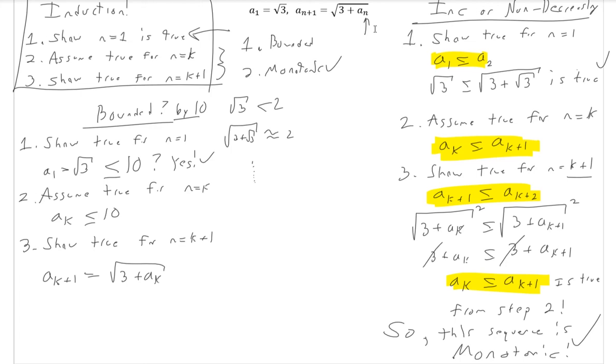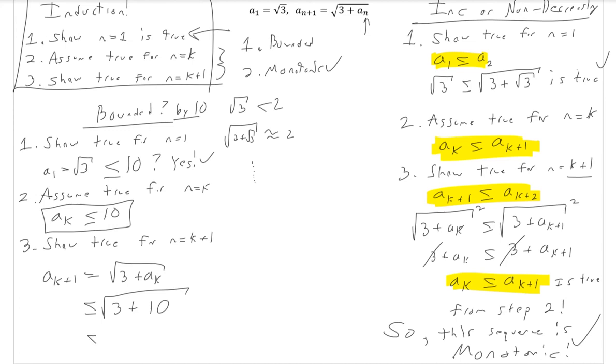Well, here's an easy way to do that. If we assume that a sub k is less than or equal to 10, let's just use it as 10 then. At most, this would have to be less than or equal to the square root of 3 plus a sub k. Let's just say it's 10. Why not? If that's the biggest that it can be, then likewise a sub k plus 1 has to be less than or equal to this. Could be equal to if a sub k is equal to 10, but it could be less than that if a sub k was less than 10.